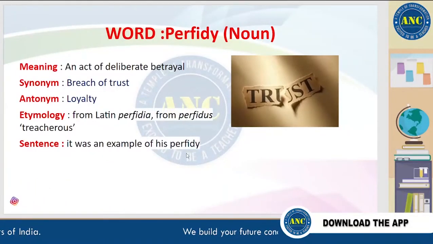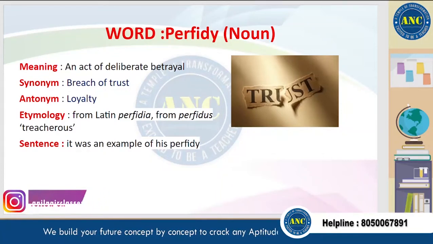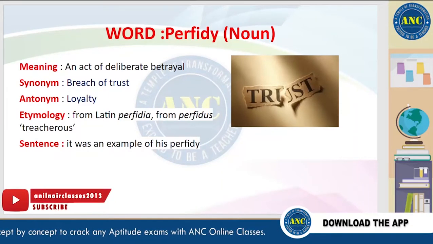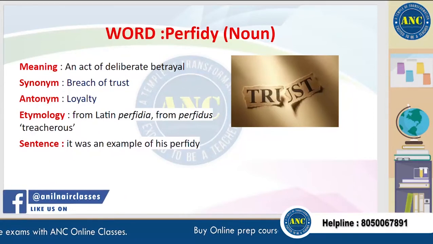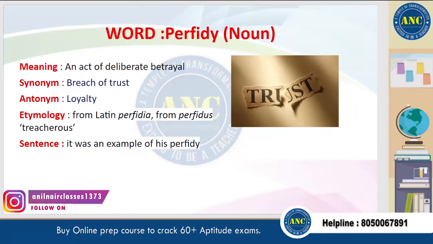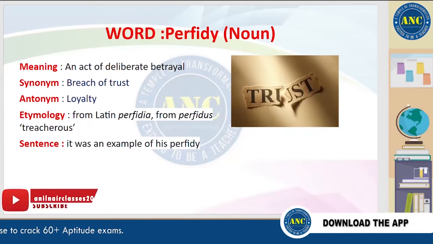Perfidy. Perfidy is a noun which refers to an act of deliberate betrayal. A synonym for this word is breach of trust, and an antonym is loyalty. It is derived from a Latin word which means treacherous. A sentence for this word is, it was an example of his perfidy.